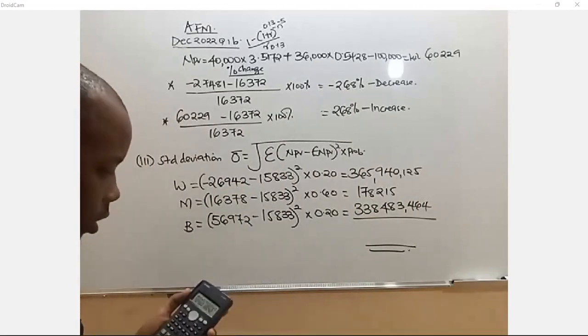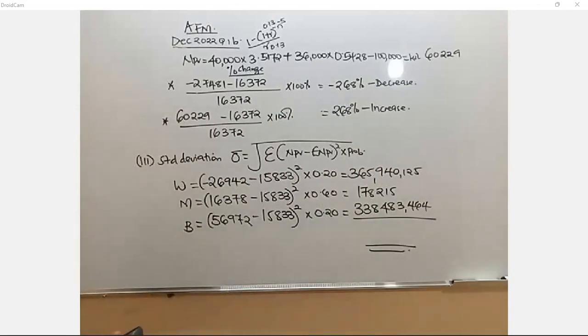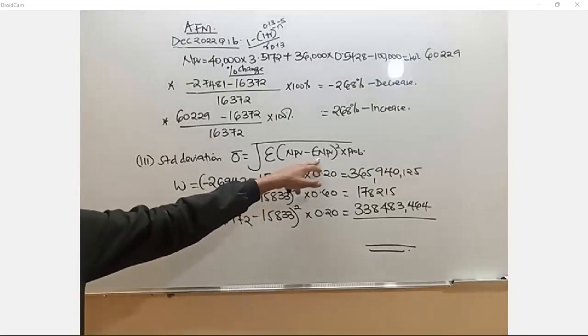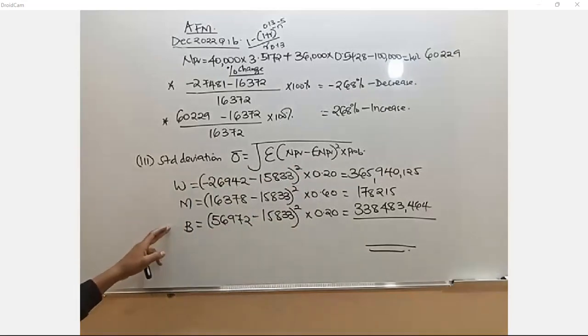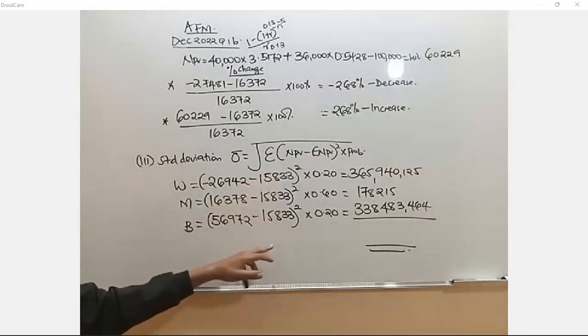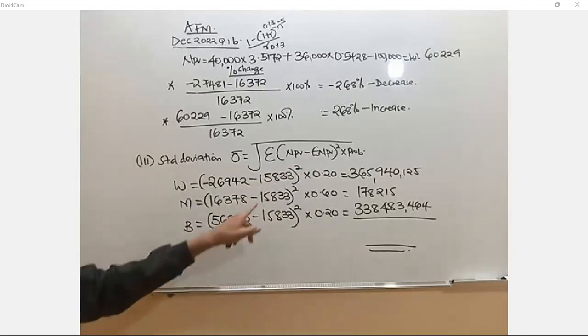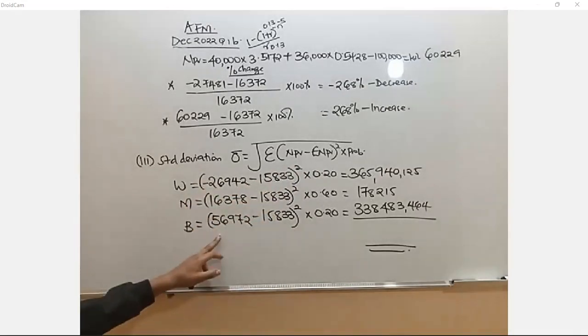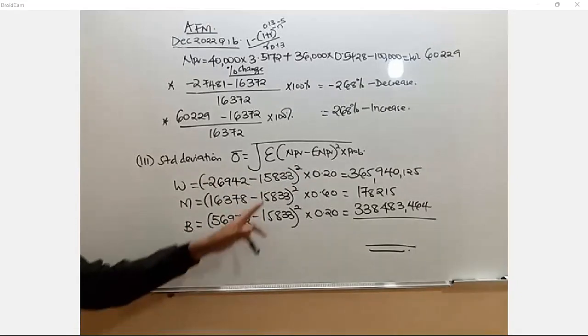Excuse me, Mwalimu, the expected NPV, is it really 15,833 or was it 5388? No, we need the expected NPV of the whole project, not per scenario. You calculate it by taking these values and multiplying by the probabilities. It was 15,833. That is the one that you use.